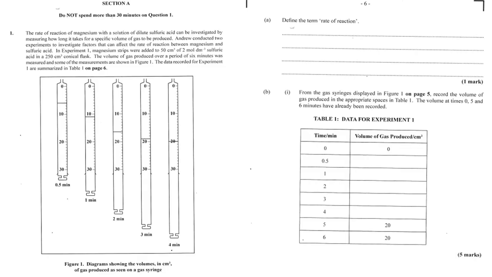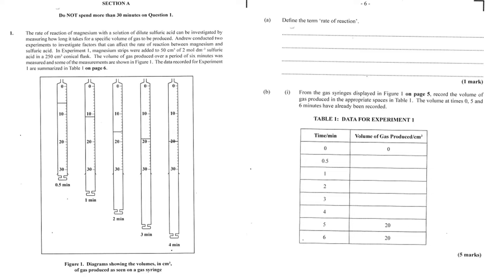So let's get started. It says the rate of reaction of magnesium with a solution of dilute sulfuric acid can be investigated by measuring how long it takes for a specific volume of gas to be produced. Andrew conducted 2 experiments to investigate factors that can affect the rate of reaction between magnesium and sulfuric acid.